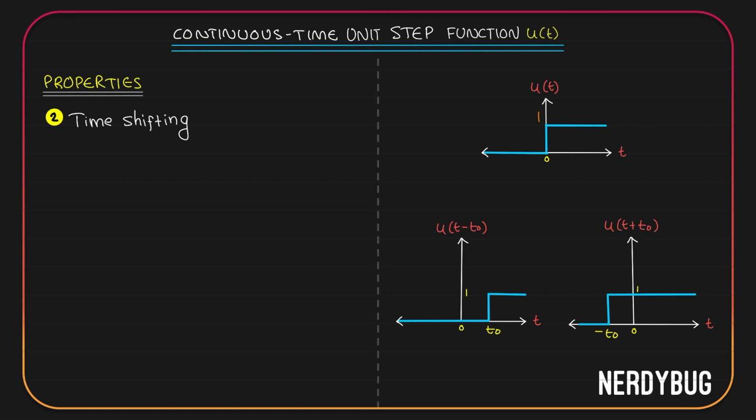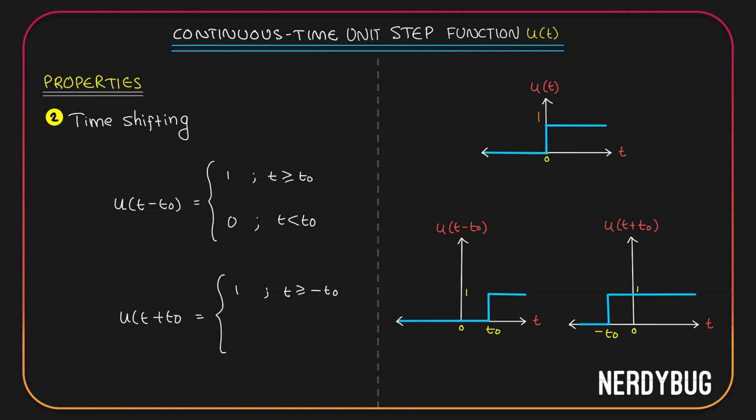Mathematically, this is how you show it. u(t minus t naught) gives you 1 if t is greater than or equal to t naught, and it gives you 0 if t is less than t naught. On the other hand, u(t plus t naught) will give you 1 if t is greater than or equal to minus t naught, and 0 if t is less than minus t naught, as shown in the second case.